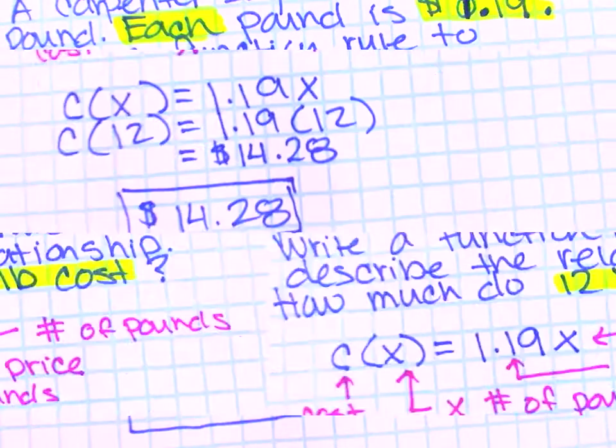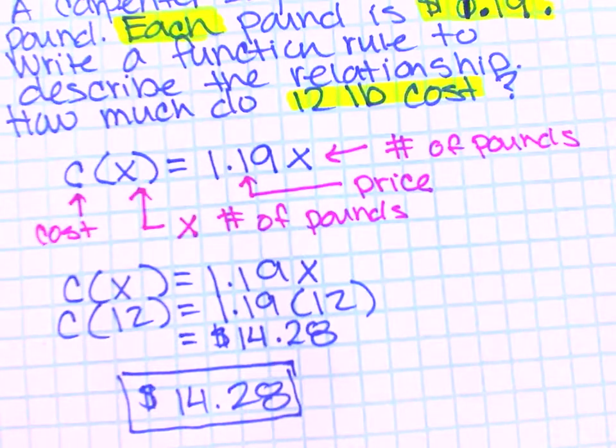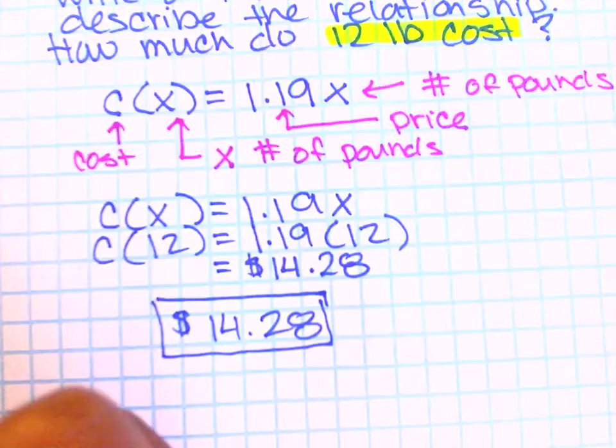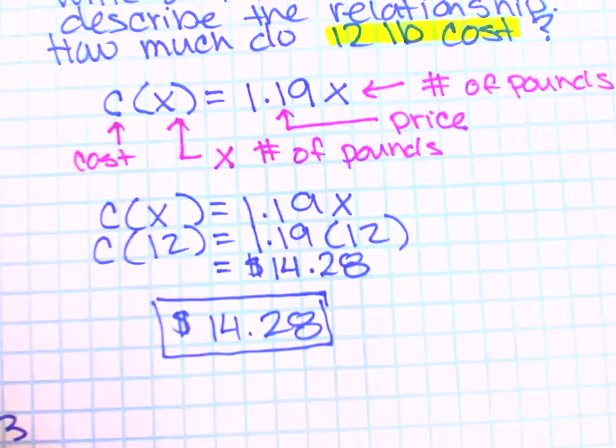That word each tells me multiplication. So this is the part of the standard where we write a function rule given a real world problem. Okay? Here's example 3. You guys are doing a great job. Keep it up. We're almost there.